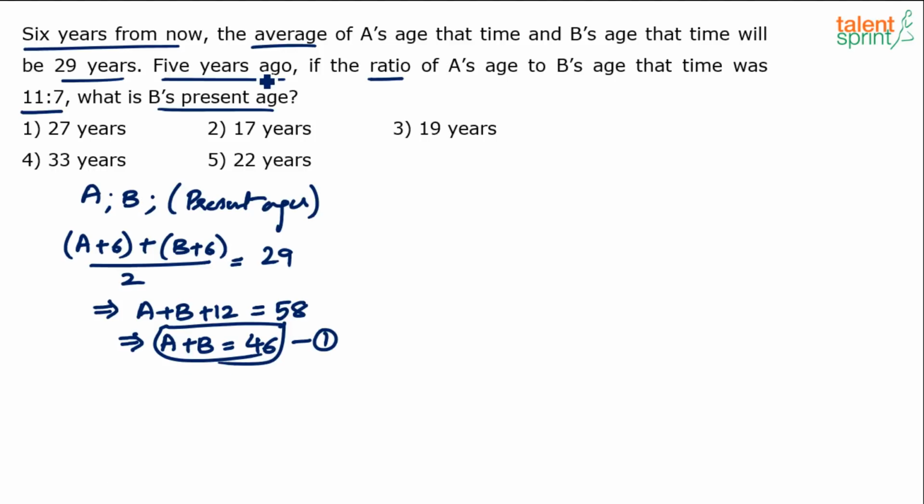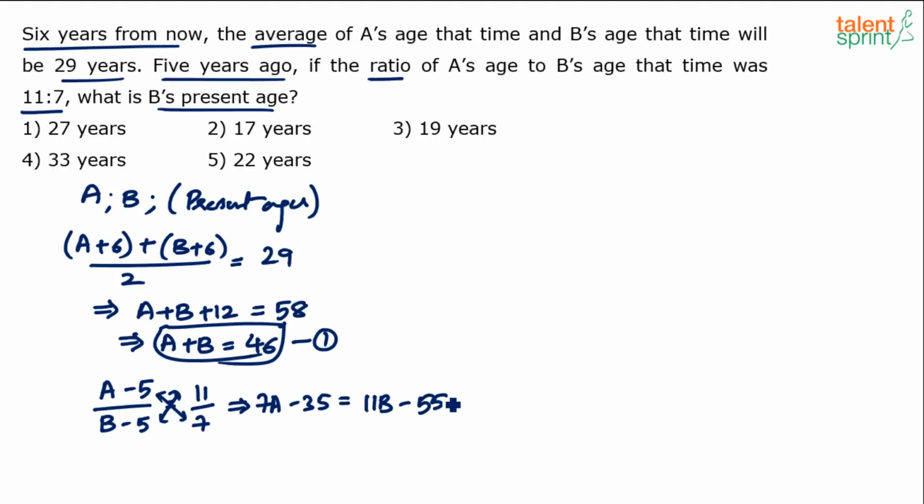What's the second condition? 5 years ago, the ratio of A's age to B's age was 11:7. Present ages are A and B, so the age 5 years ago was A minus 5, and B's age 5 years ago was B minus 5. This (A minus 5) by (B minus 5) is 11/7. Now simplify this. Cross multiply. Don't do all this drama in the exam. So 7A minus 35 equals 11B minus 55. From this we get that 11B minus 7A equals 20.